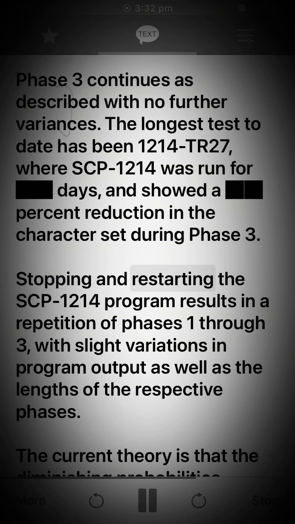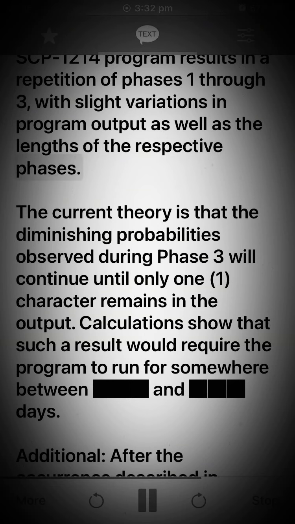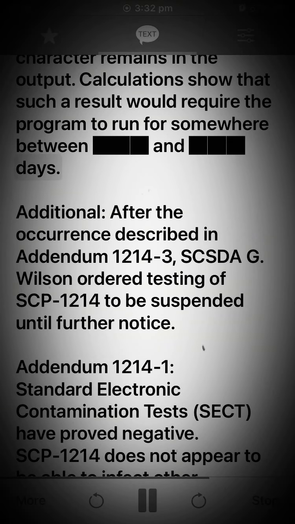Stopping and restarting the SCP-1214 program results in a repetition of phases 1 through 3, with slight variations in program output as well as the lengths of the respective phases. The current theory is that the diminishing probabilities observed during phase 3 will continue until only one character remains in the output. Calculations show that such a result would require the program to run for somewhere between n days.